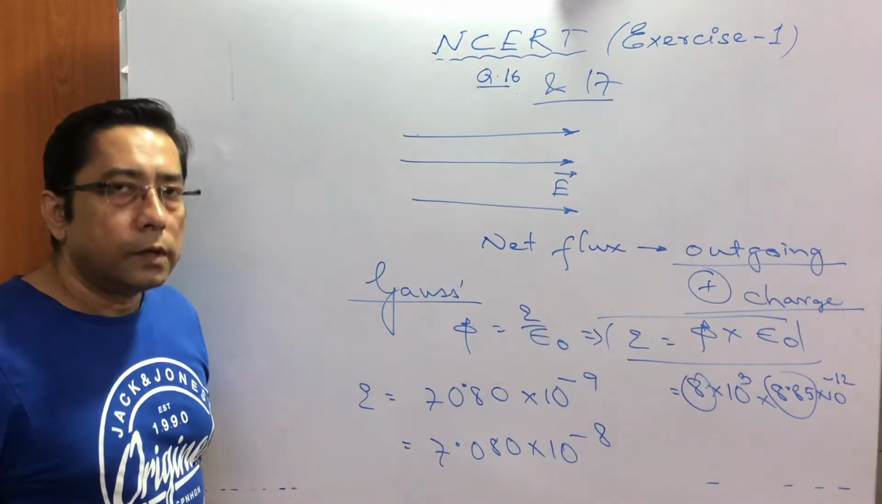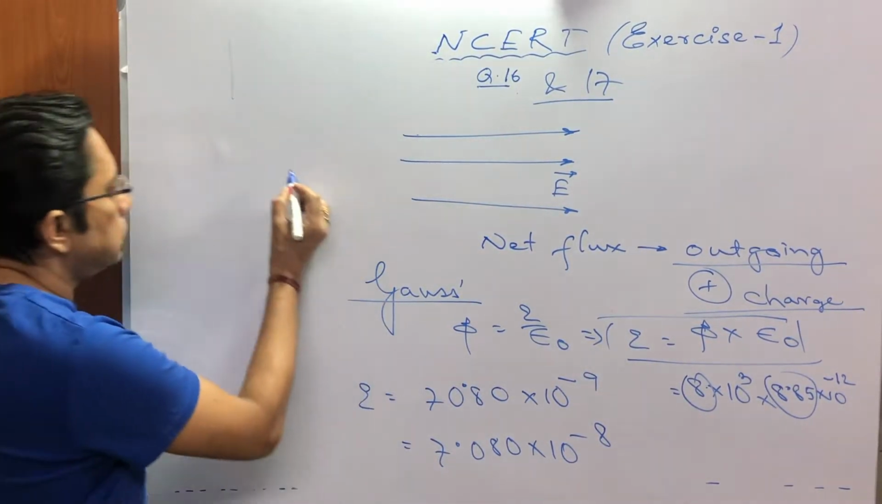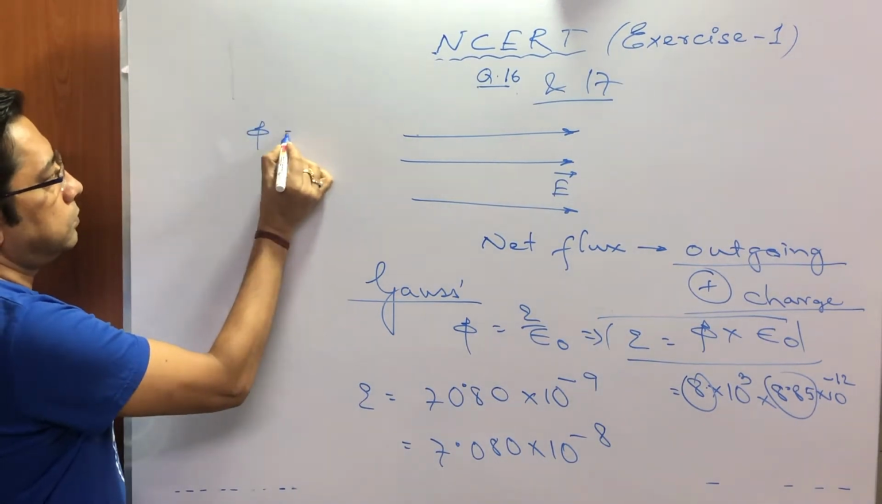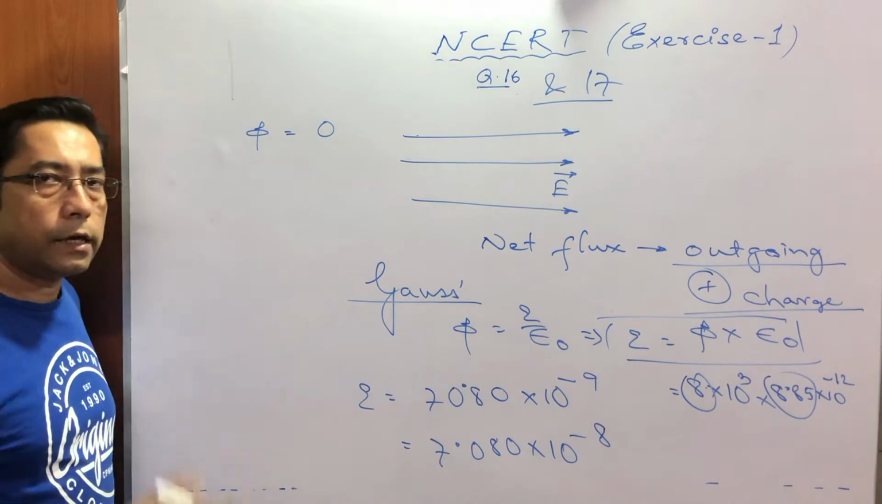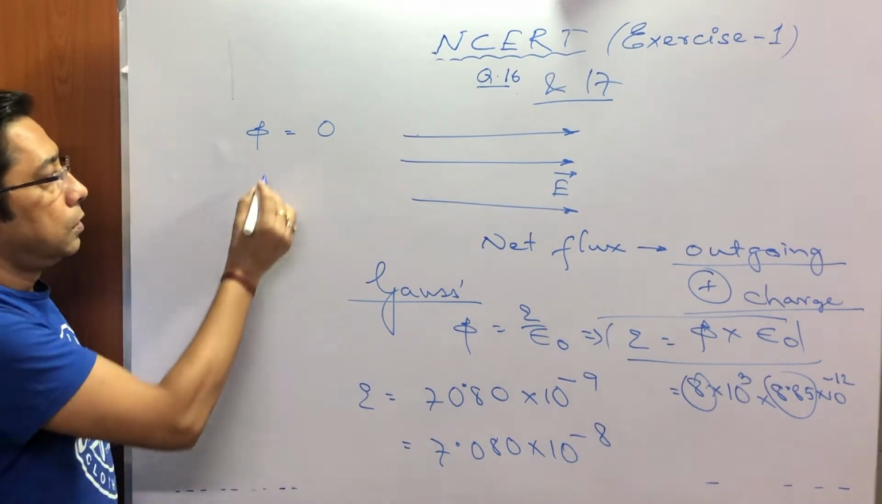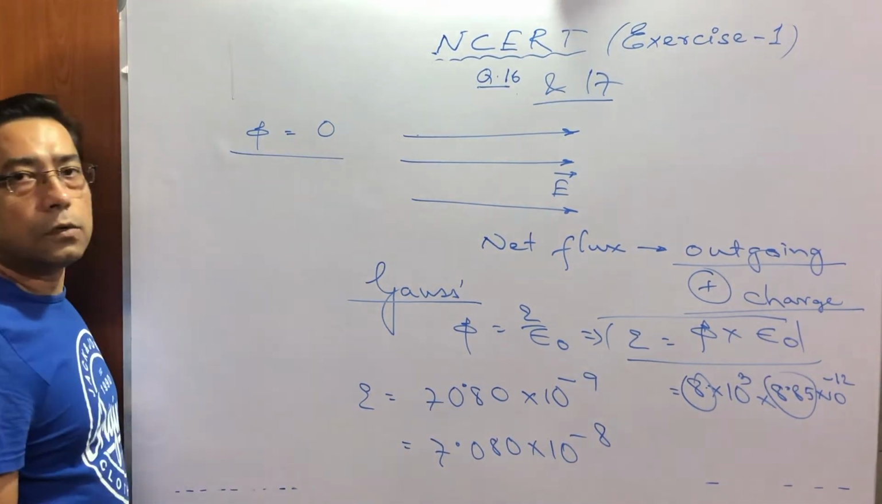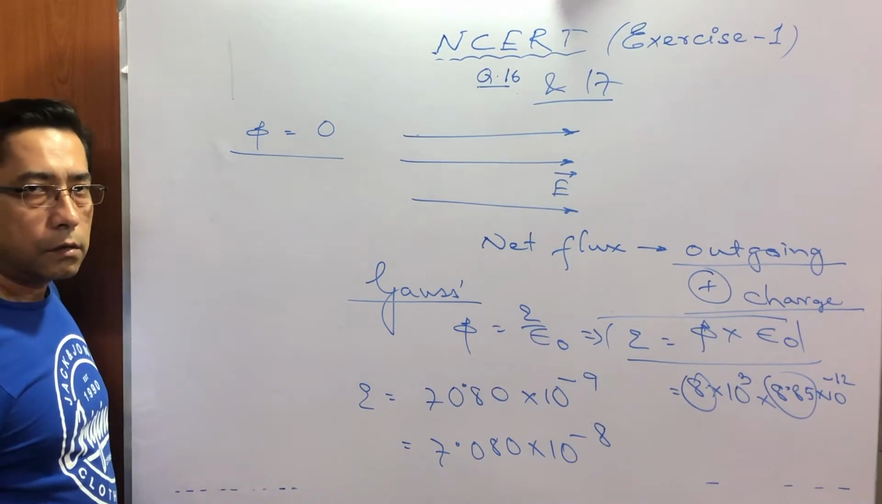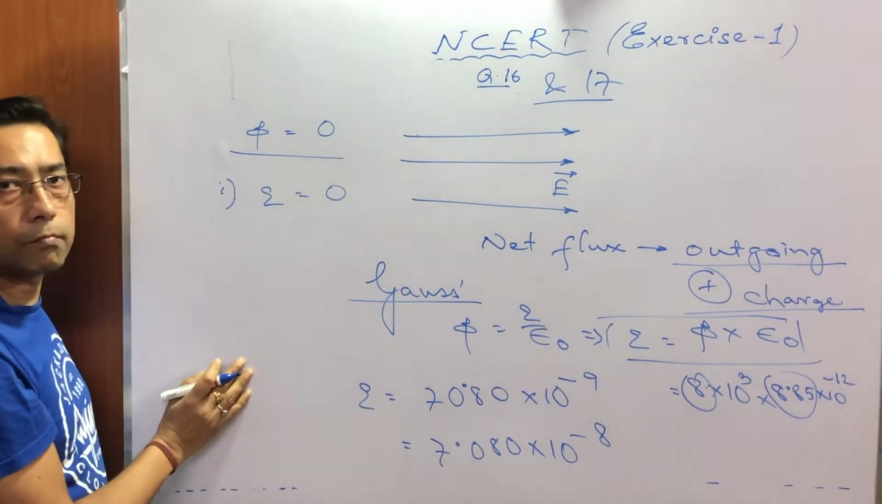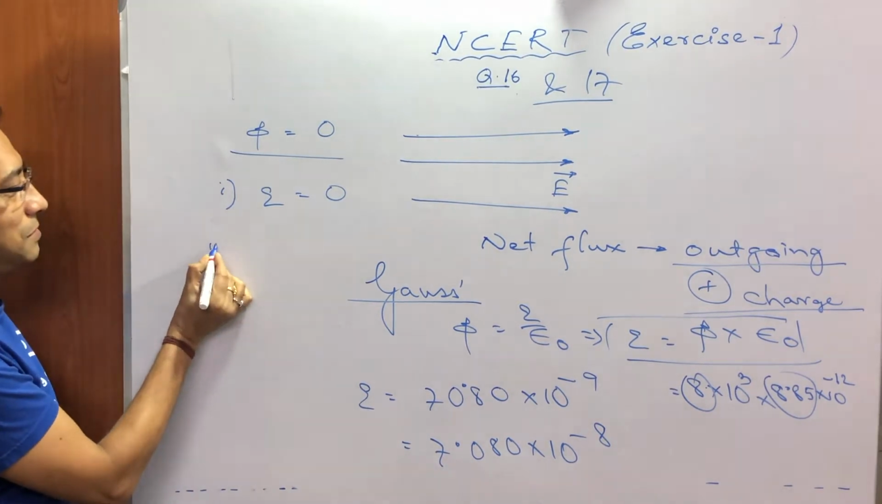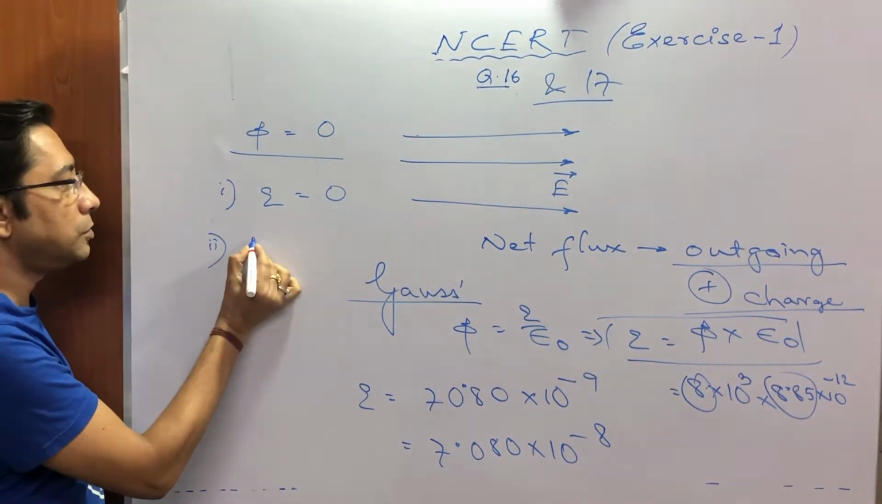Now, the last part of this was: if flux equals 0, what can we say about the charge residing inside the tube? If flux is 0, no charge is there inside. That is one option. Second option, there are charges like this.